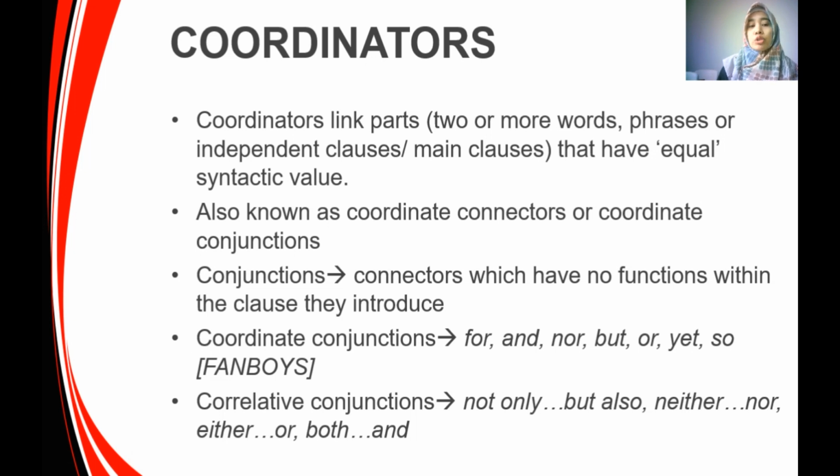Then we also have correlative conjunctions. Correlative conjunctions are the conjunctions that we use correlatively. They always come together. For example, not only blah blah blah but also, neither blah blah blah nor, either blah blah or, and both blah blah and. Okay, we will see the examples later.